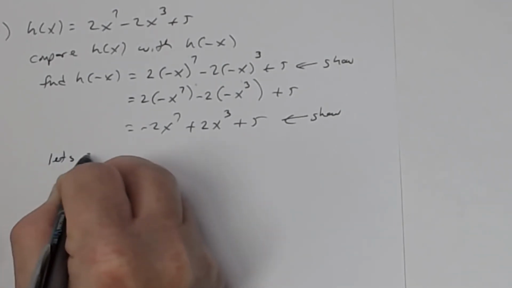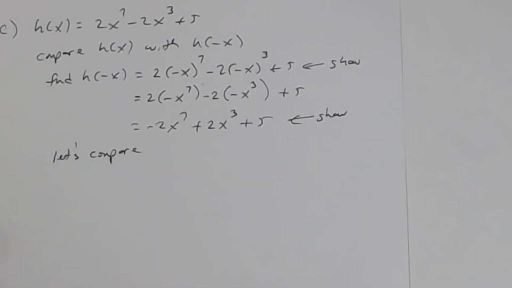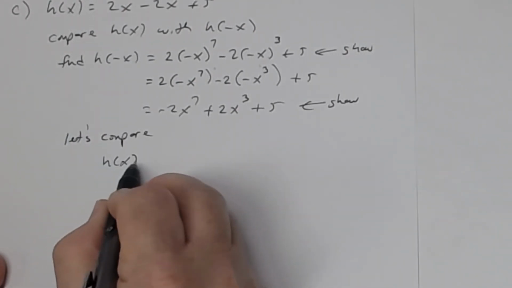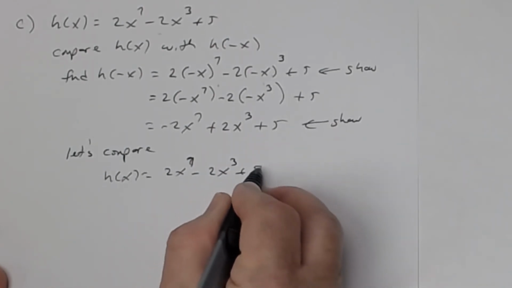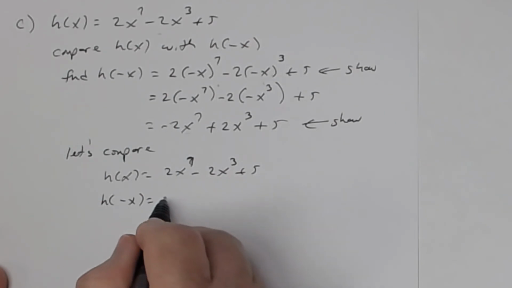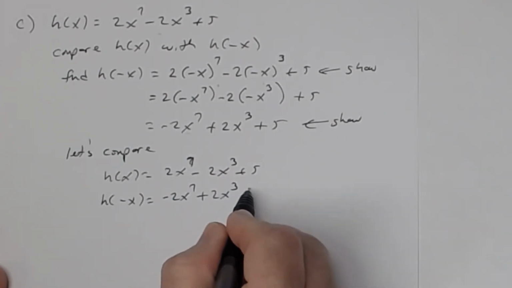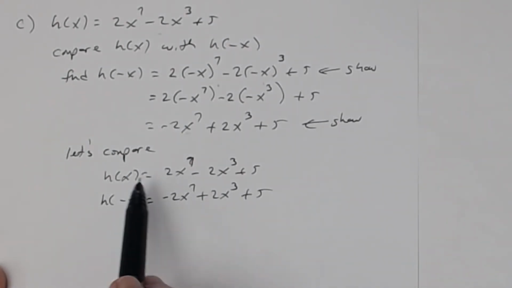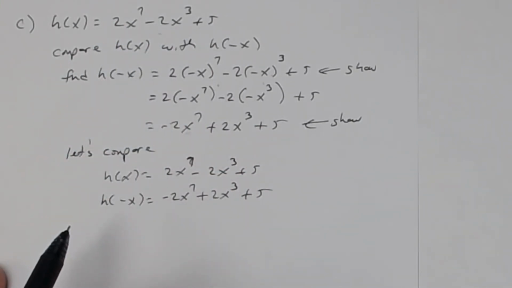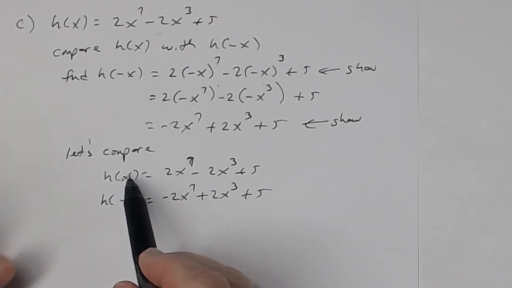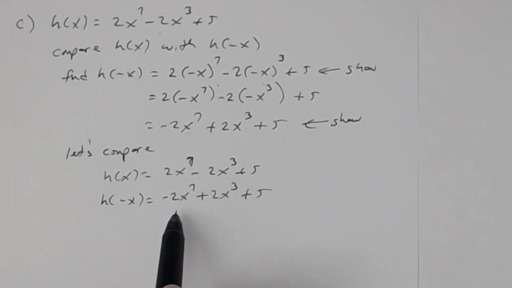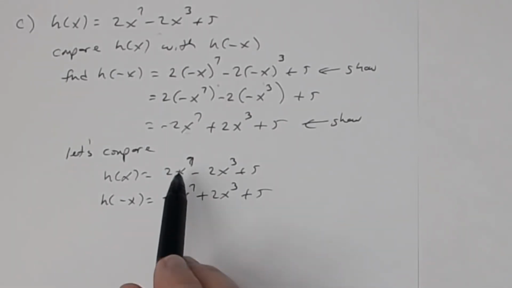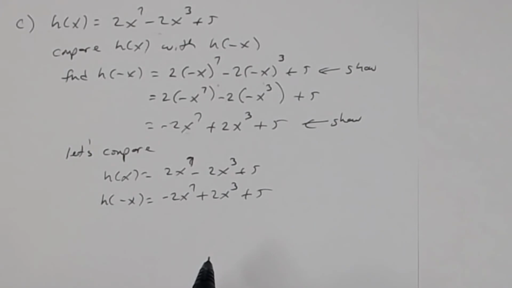So now let's compare. h of x is 2x to the 7th minus 2x cubed plus 5. h of negative x is negative 2x to the 7th plus 2x cubed plus 5. The question is, is h of x an even function, an odd function, or neither? The x's are opposites. Now let's compare the y values. Are the y values exactly the same? Obviously not, because this one's 2x to the 7th, this one's negative 2x to the 7th. So this term automatically says the y values would not be the same. Since the y values are not the same, it's not an even function.